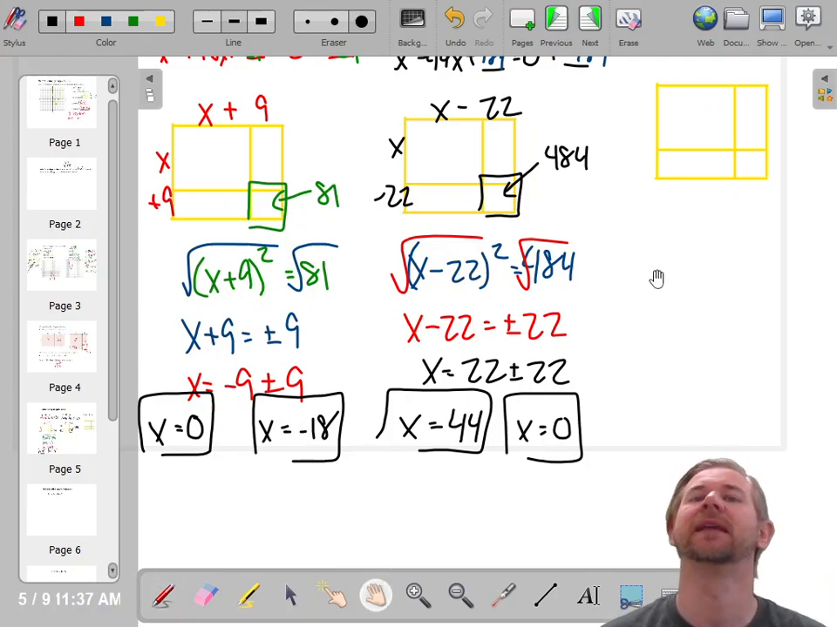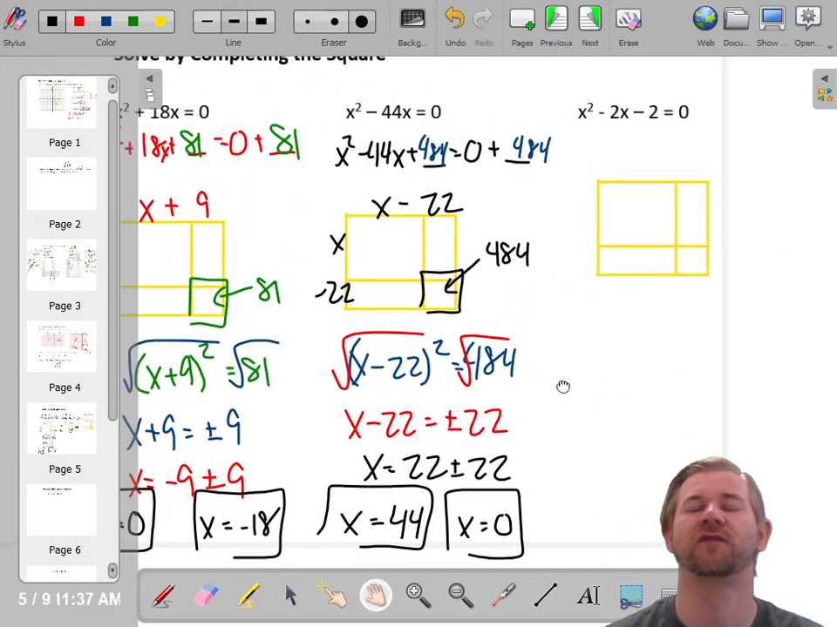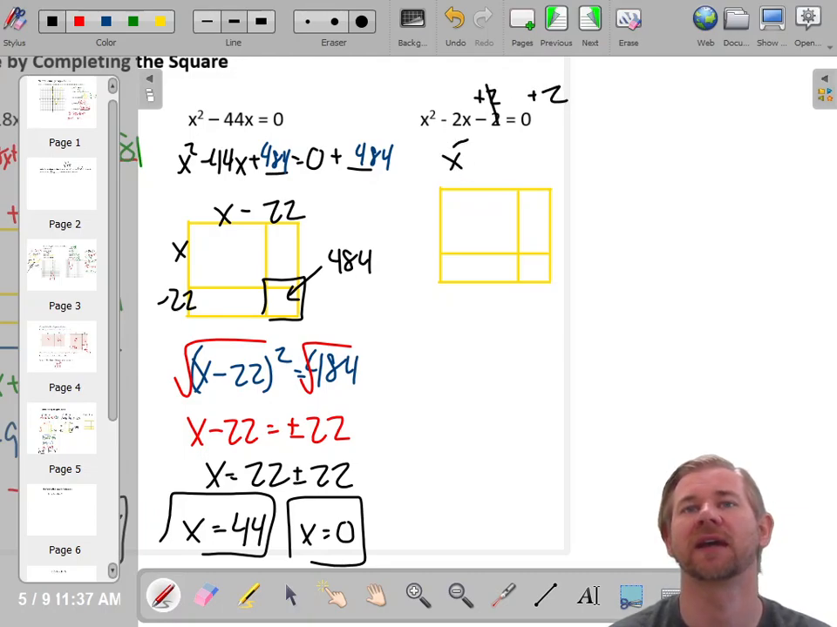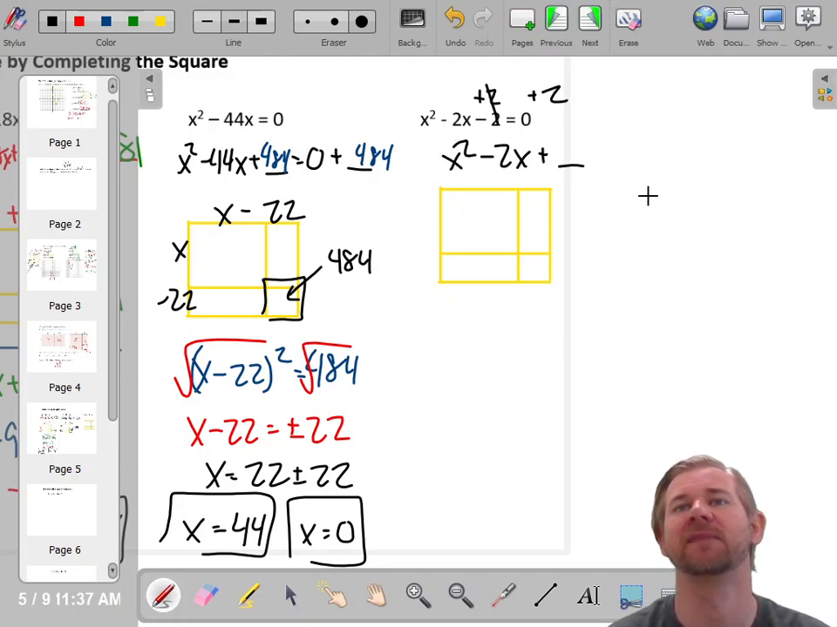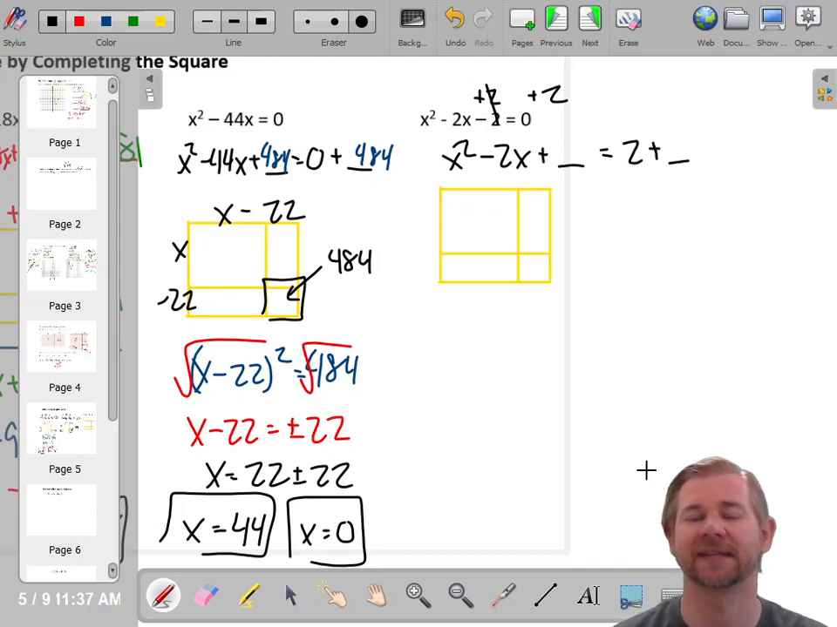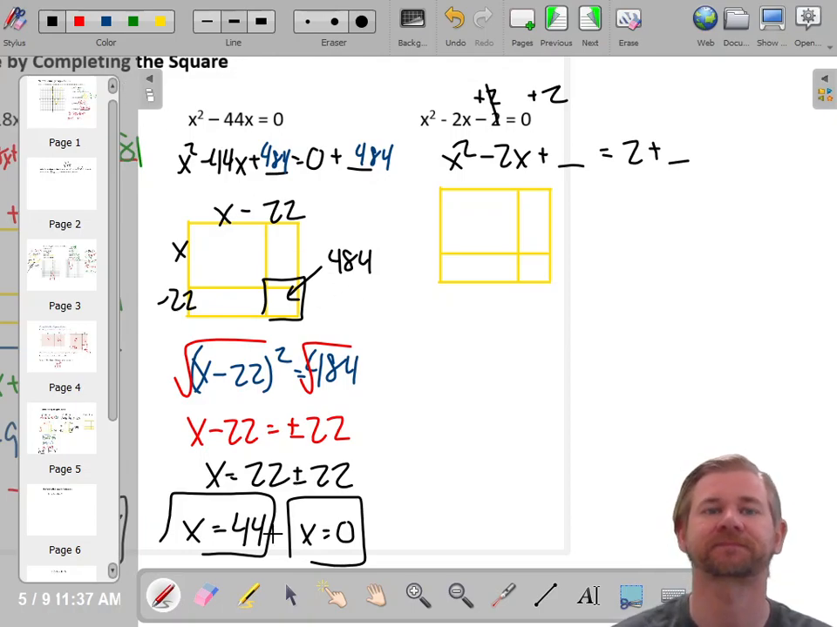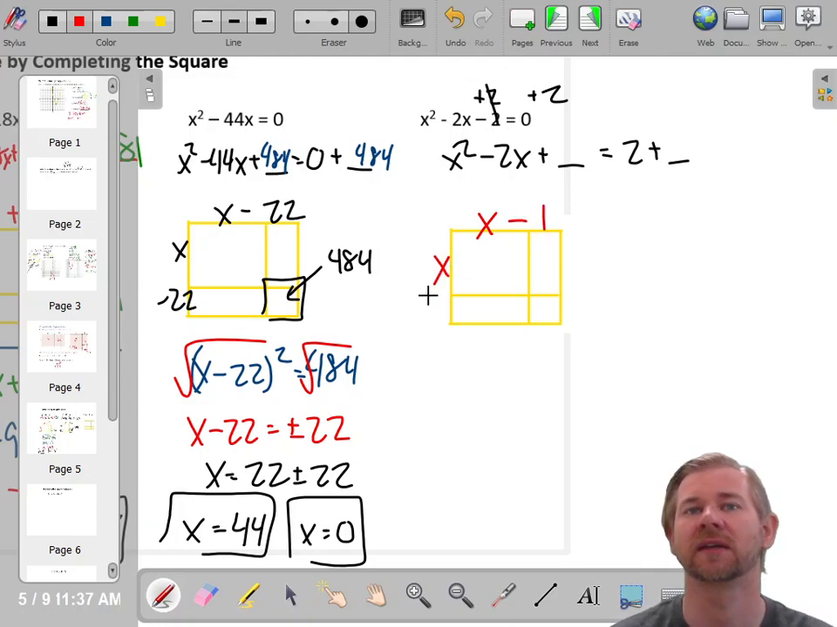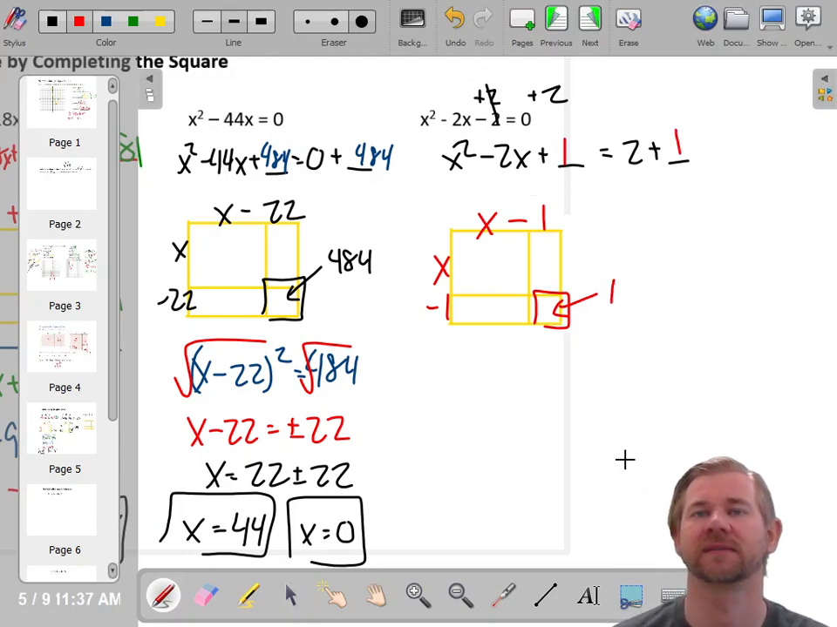The next one gets a little bit more interesting. We're going to first move everything that's not an x to the other side. That's plus 2. X squared minus 2x, and I'm going to leave myself a blank. 0 plus 2 is 2, and I know I'm going to add something to both sides. So what's the something? Now that I've got it kind of set up, it's half of negative 2, negative 1. X minus 1, x minus 1. What's the corner? 1 times 1 is 1. So add 1 to both sides.